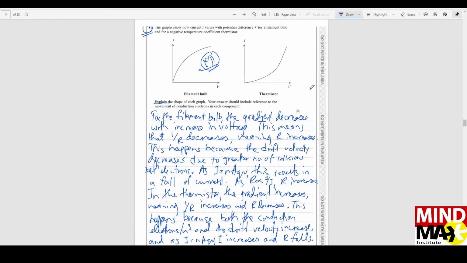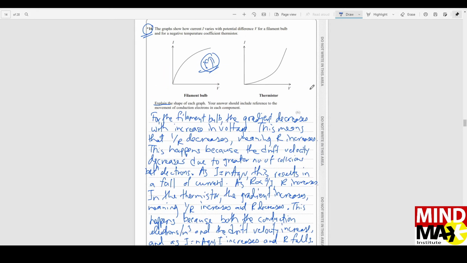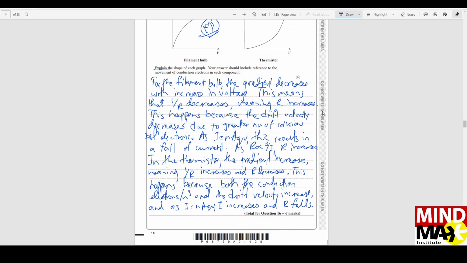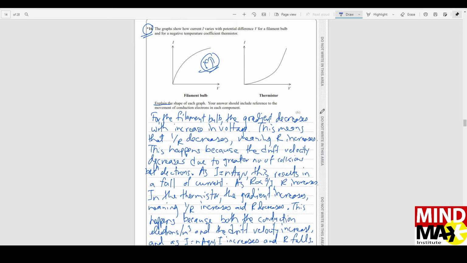Now for the thermistor, we apply the same method. In the thermistor, we can see the gradient is increasing, and if the gradient is increasing, that means 1 by R is increasing. That means R is actually decreasing. Why does R decrease? This happens because with the increase of voltage, both the conduction electrons per meter cube and the drift velocity increase, right? We know the thermistor is a negative temperature coefficient device. So if you provide more voltage, more energy, that will free up more electrons.